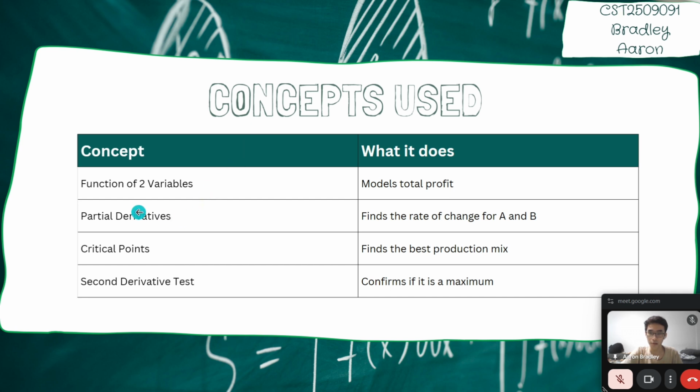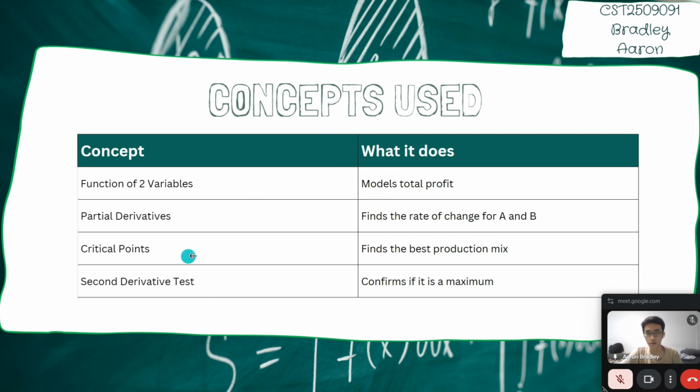The first concept is function of two variables, turning our business problem into an equation where we find the total profit, which depends on x and y. The second one is partial derivatives. Why not use regular derivatives? We use partial derivatives because our profit here depends on two variables. So using partial derivatives, we can adjust the rate of change for A separately and for B separately.